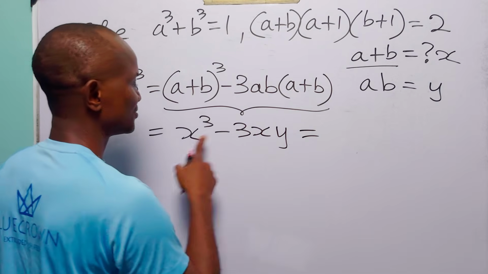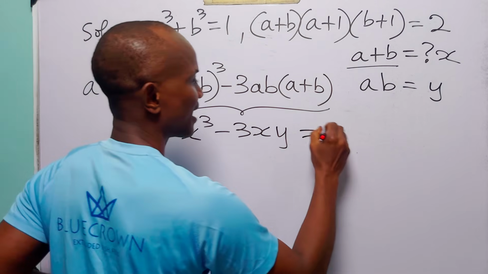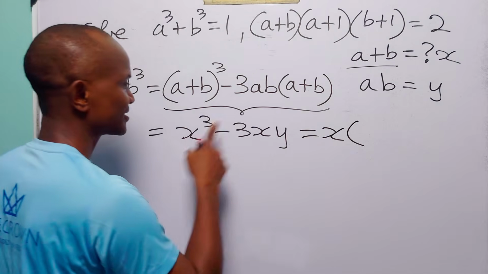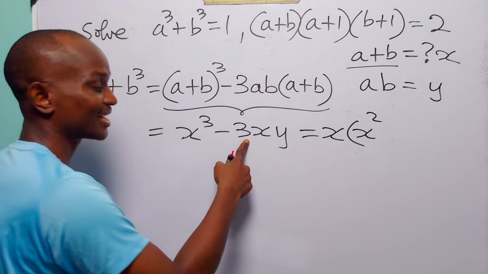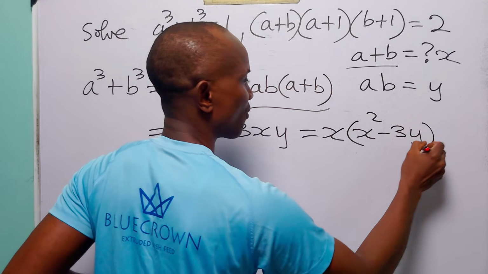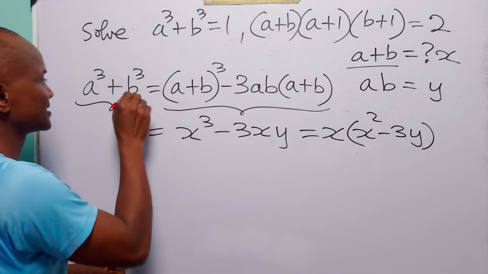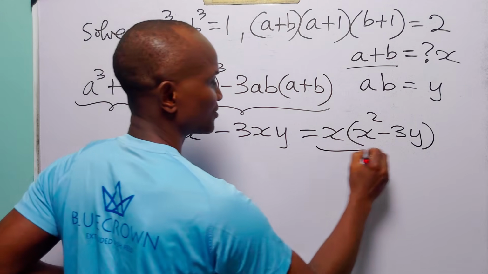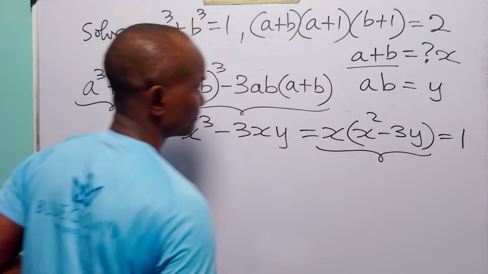Now, we can still factorize this. When you look at these two terms, you'll see a common factor, which is x. So we have x into x cubed divided by x is x squared, minus 3xy divided by x is minus 3y. And of course, from the first equation, this is equal to 1.